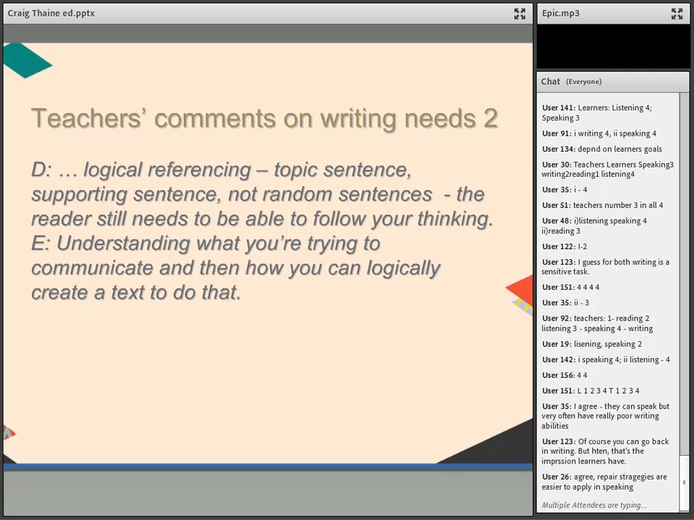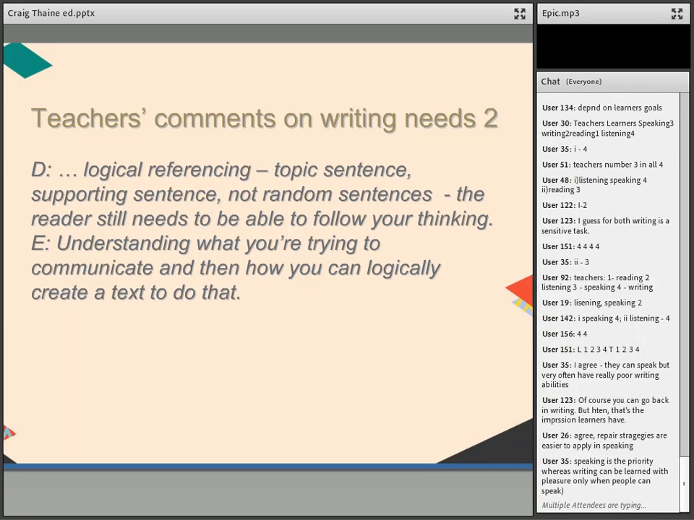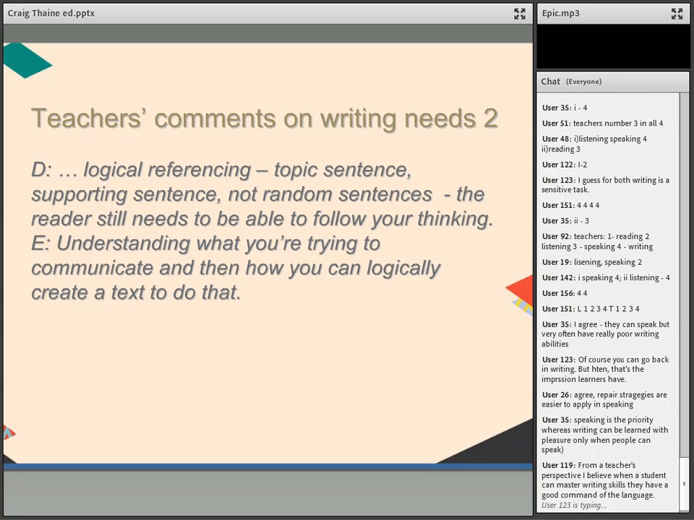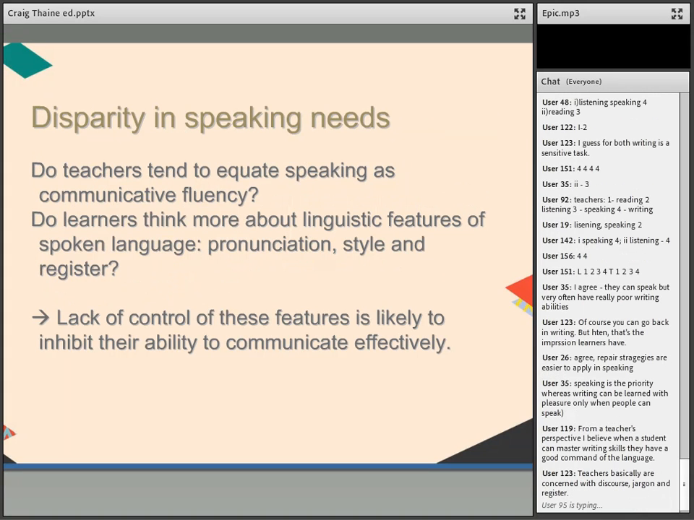Then here are some more comments from teachers looking at things like referencing, topic sentences, etc. So here we've got things to do with cohesion and coherence. So teachers are focusing very much on the discourse aspects of writing and the fact that you need to be able to control these well in order to be able to write effectively. So both teachers and learners were saying very, very similar things. So it's the idea that writing as a skill puts a little bit more linguistic pressure on learners, and that for this reason, it was where there was the greatest need.